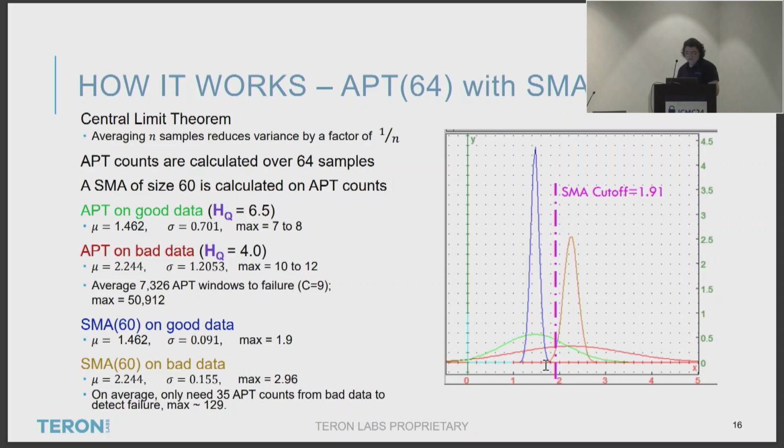So on average, I only needed 35 values coming out of the adaptive proportion test before it moved that average past the cutoff. So even though the window size was 60, I didn't even need 60 sample variances from bad data, only 35 on average to get it past the cutoff. And the maximum in my simulation was about 129 values from the APT test.